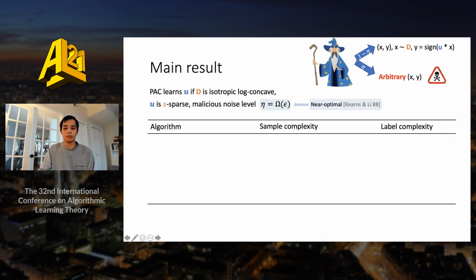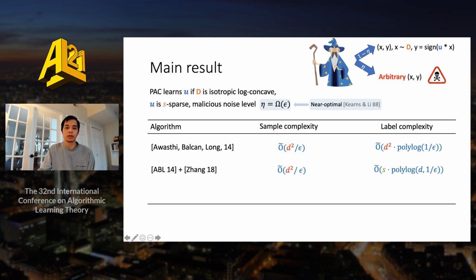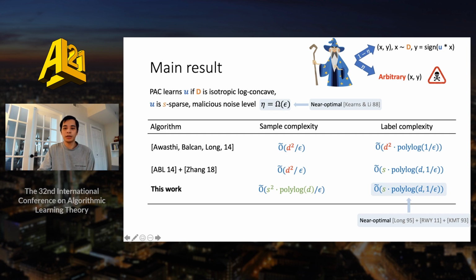We compare with previous works. If we apply the work of Awasthi, Balcan, and Long, they give sample size and label complexity quadratic in the dimension d. If we combine this work with Zhang, then we can improve the label complexity, but we still have a quadratic dependence on d for sample size. In this work, we show that the label complexity is linear in the sparsity and polylog in d, and the sample size is quadratic in s and polylog in d. So our label complexity is near optimal, and the sample complexity is attribute efficient.